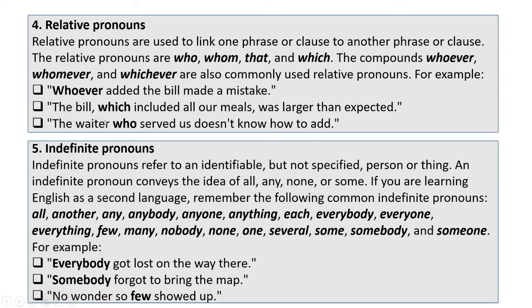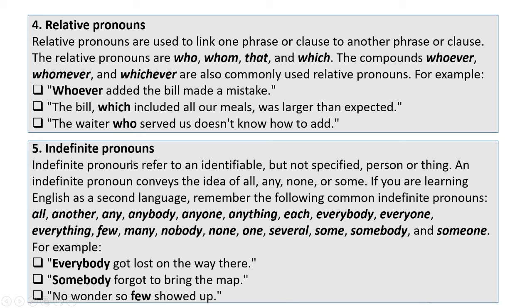pronoun, right? And "The bill, which included our meals, was larger than expected." So the bill was larger than expected, and the bill included all our meals. These two sentences are combined with which, okay? And see, "The waiter who serves us does not know how to add." The waiter serves us, and the waiter does not know how to add. So these two sentences are connected with who, making a relation between the two sentences. So it is called a relative pronoun.